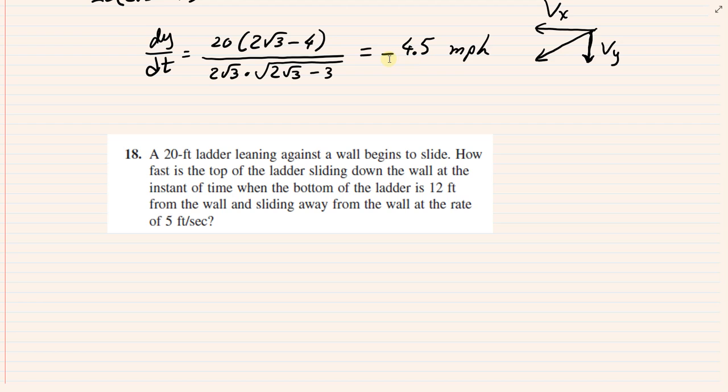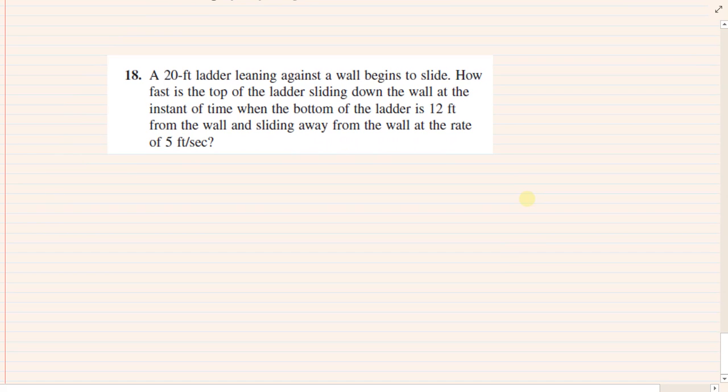Okay, let's take a look at exercise number 18. In exercise number 18, we have a 20-foot ladder, leaning against the wall, begins to slide. How fast is the top of the ladder sliding down the wall at the instant of time when the bottom of the ladder is 12 feet from the wall and sliding away from the wall at a rate of 5 feet per second? So let's do a sketch of this one. I really find this sketch useful, and I encourage you to really do that. Otherwise, this is going to be difficult to imagine the geometry of it. You got to do everything in your head.